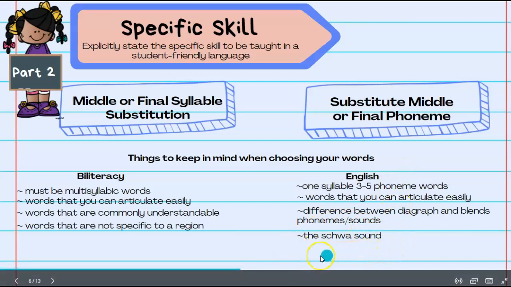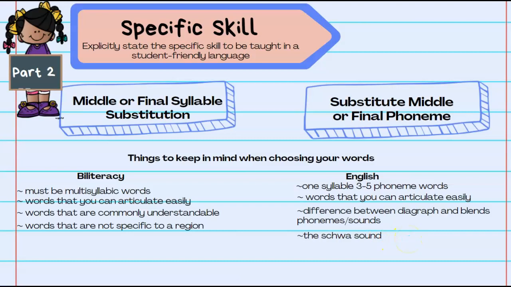Finally, be very careful of the schwa sound. The schwa sound is that sound that we sometimes add to consonant sounds. For example, if I were to say the sound for the letter B, I would say B. Very crisp, clean, and clipped sound.